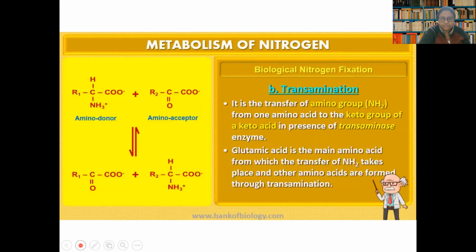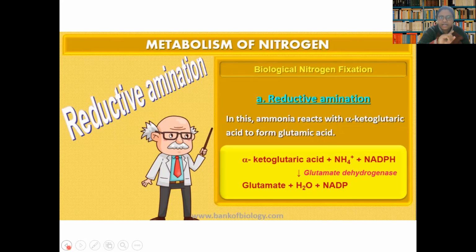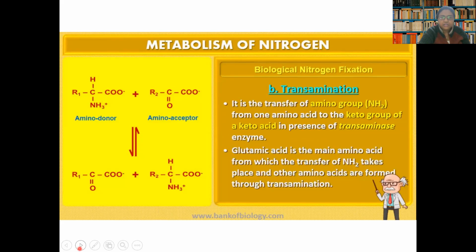So this is one step. It is called reductive amination. Why? Because an ammonium group is added to alpha ketoglutaric acid, that's why it is called amination. And why reductive? Because hydrogen is also added along with it, so that is why it is reduction. So reductive amination. Next is transamination.